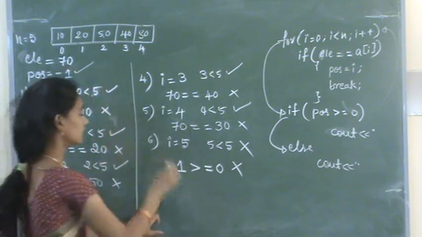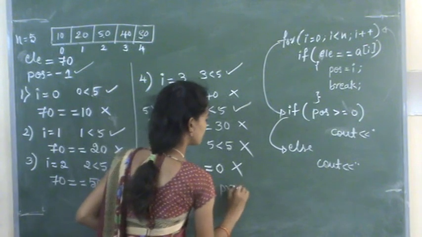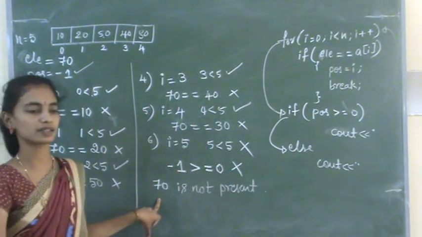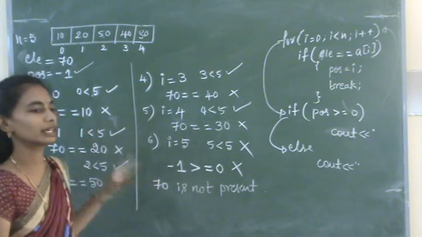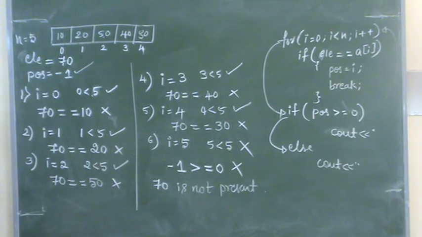So that is, 70 is not present. So this statement will be displayed as an output. So this is about linear search. So next we have binary search.